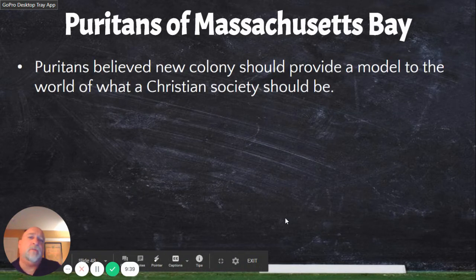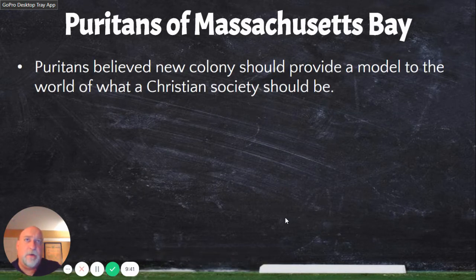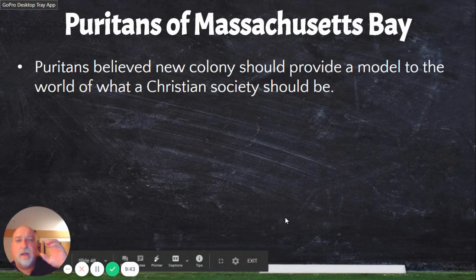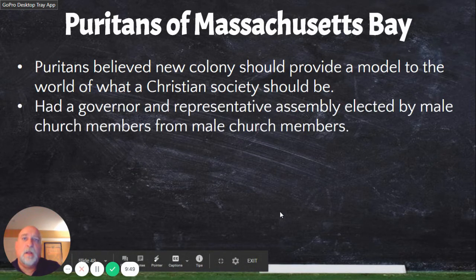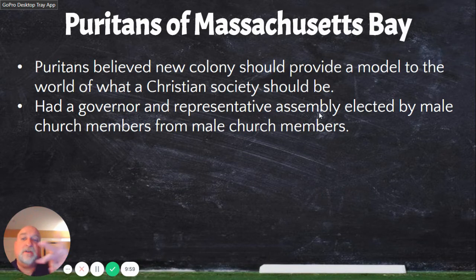So the Puritans really want to build a community that they believe is going to be an ideal version of what a Christian society should be. They are going to elect a governor and here it is again, guys, a representative assembly. So here's the third time it's popped up: a representative assembly. People have a voice in their government.